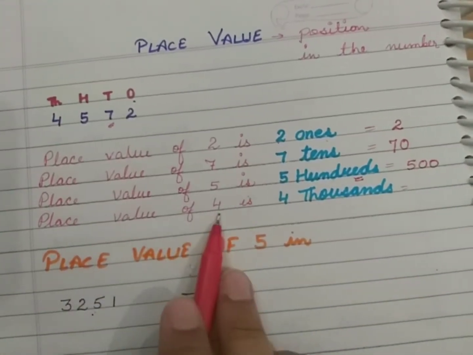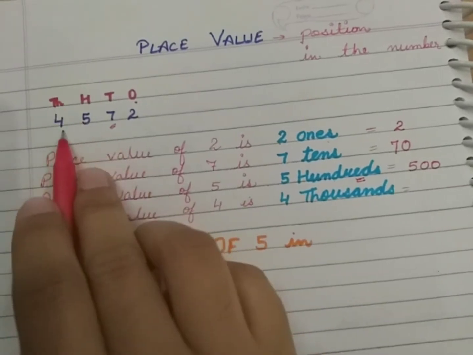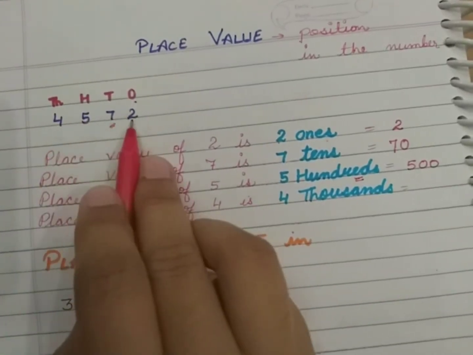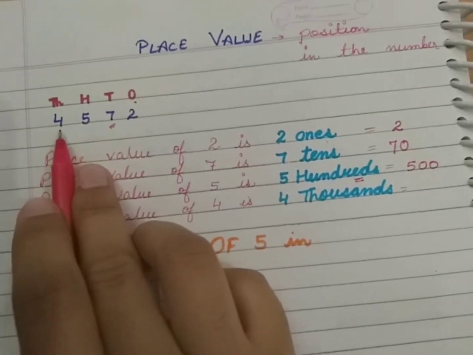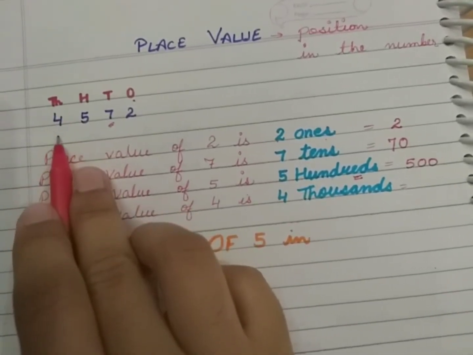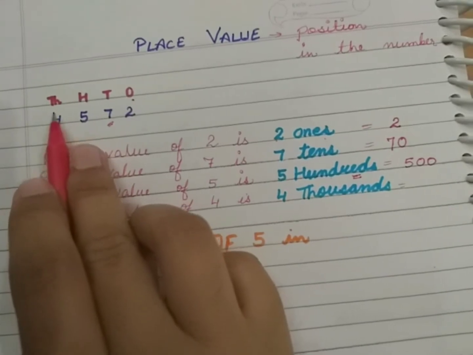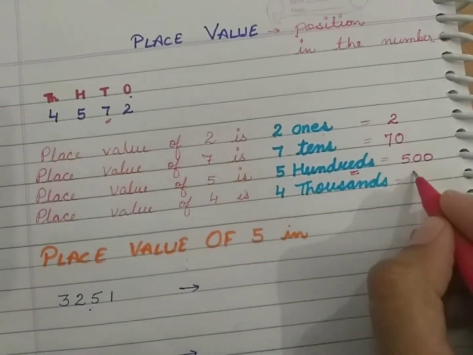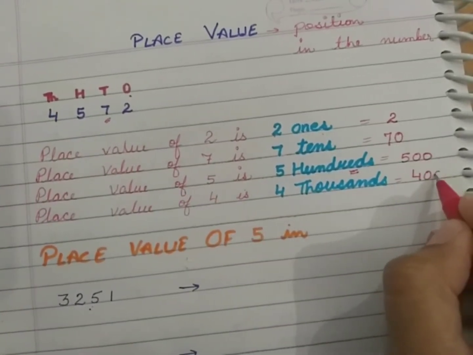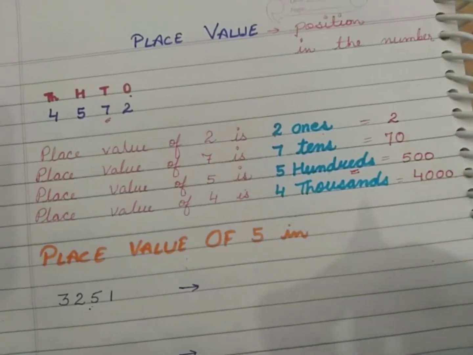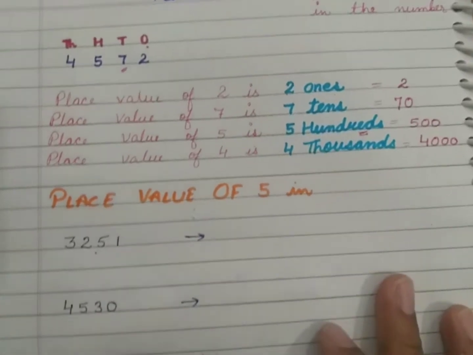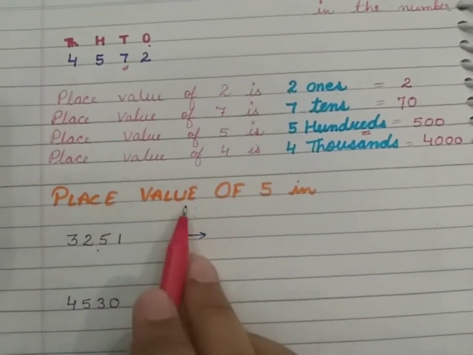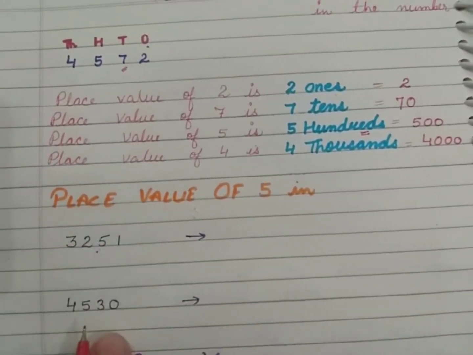Let's move on to the place value of 4. It means what is the position of 4? It is ones, tens, hundreds, thousands. So it is 4000. Place value is 4000. So here we can write its position is thousands. Place value is 4000.